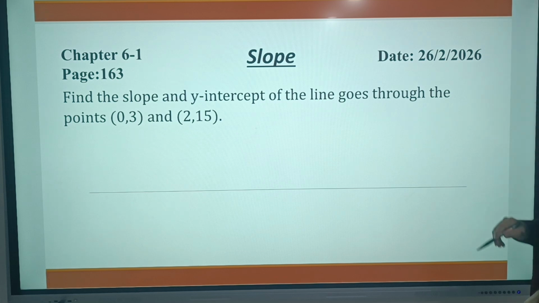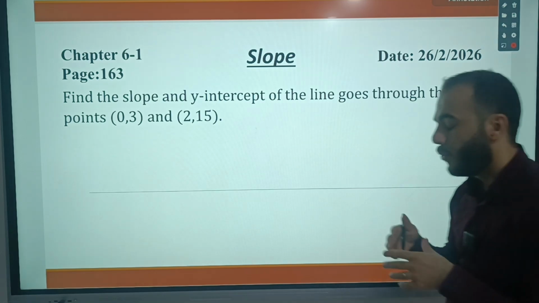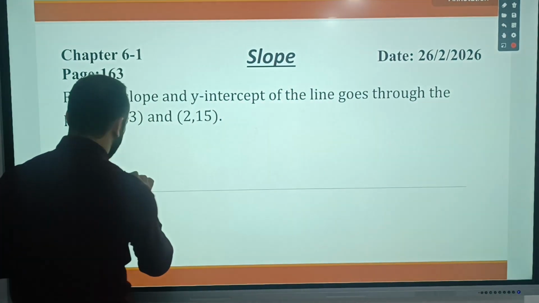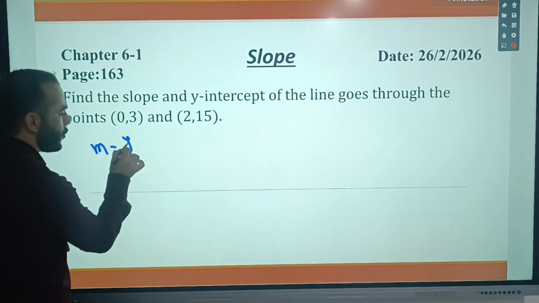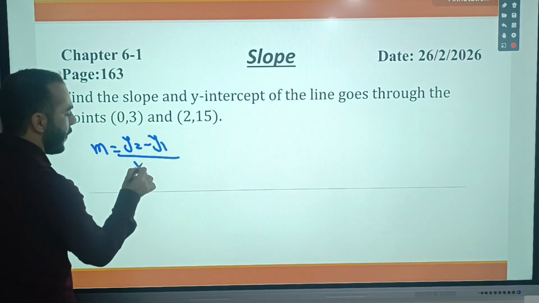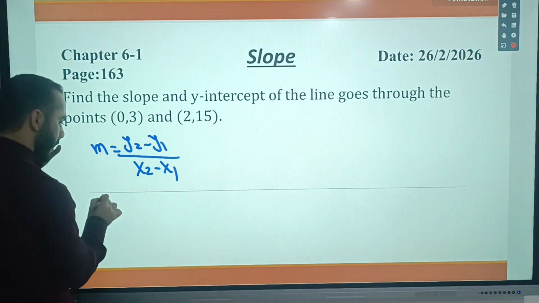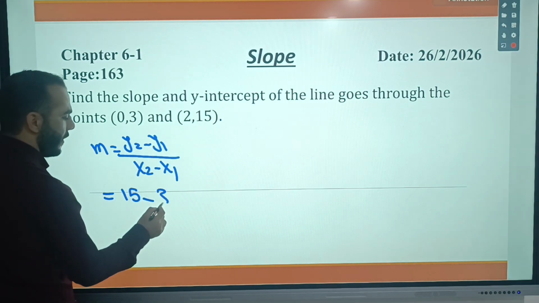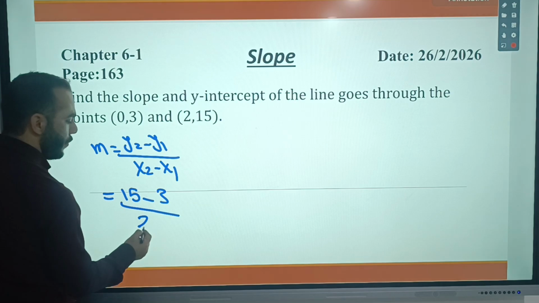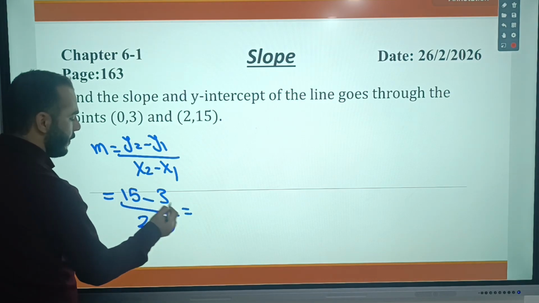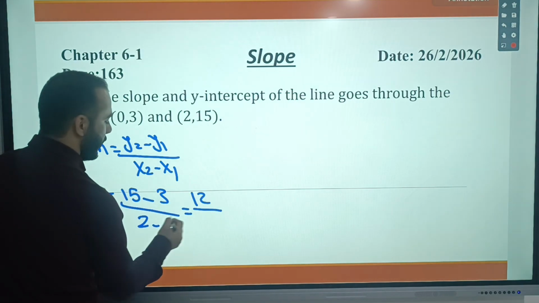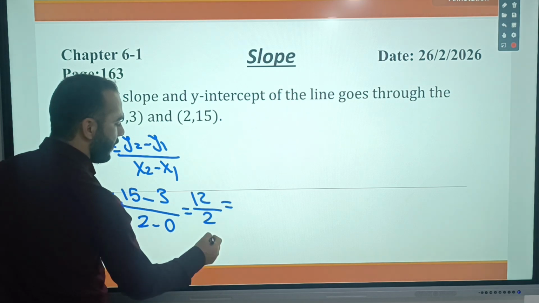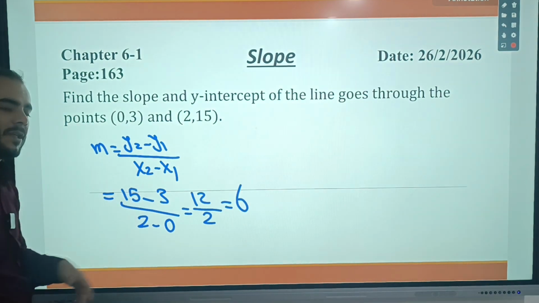Again, this type of question: find the slope and y-intercept of the line that goes through (0, 3) and (2, 15). When 2 points are given, immediately go and find the slope: y2 minus y1 over x2 minus x1. So it equals 15 minus 3 over 2 minus 0. 15 minus 3 is 12, 2 minus 0 is 2. 12 divided by 2 is 6. The slope is equal to 6.